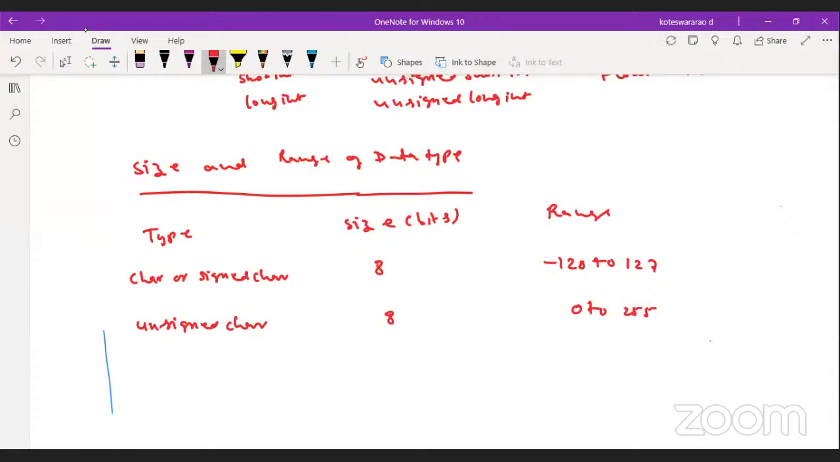Next, integer or signed integer. It is 16-bit size and the range is minus 32,768 to 32,767.